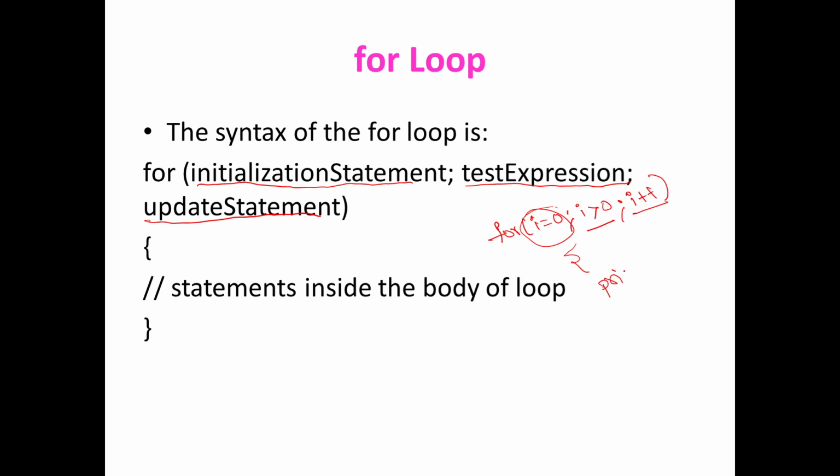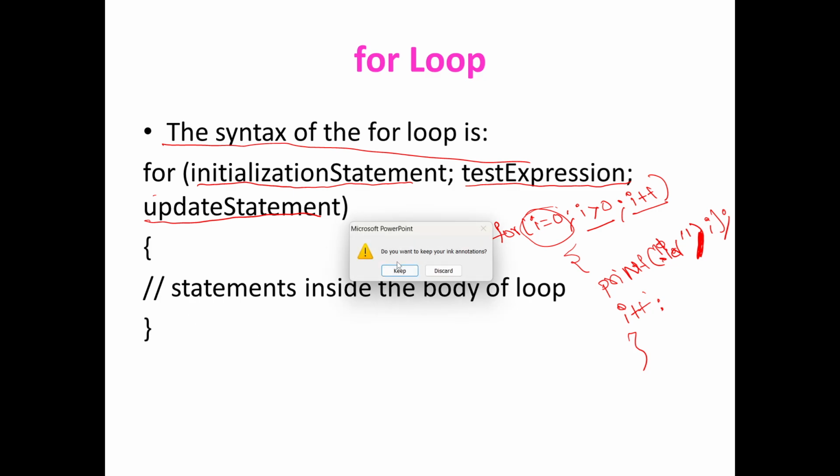printf, percentage d, comma i. Then we have to increment this part also, or else by default this for loop will be executed. So this is the formal syntax of the for loop: for followed by initialization of the statement, followed by the test expression, and then we are going to update this value.